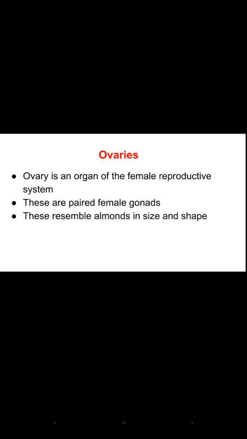So, what are ovaries? An ovary is an organ of the female reproductive system. As you all know, these are paired female gonads. Gonads means those organs which produce either oocytes or sperms, that is gametes. So, female gonads are the ovaries. They have a size and shape like an almond.